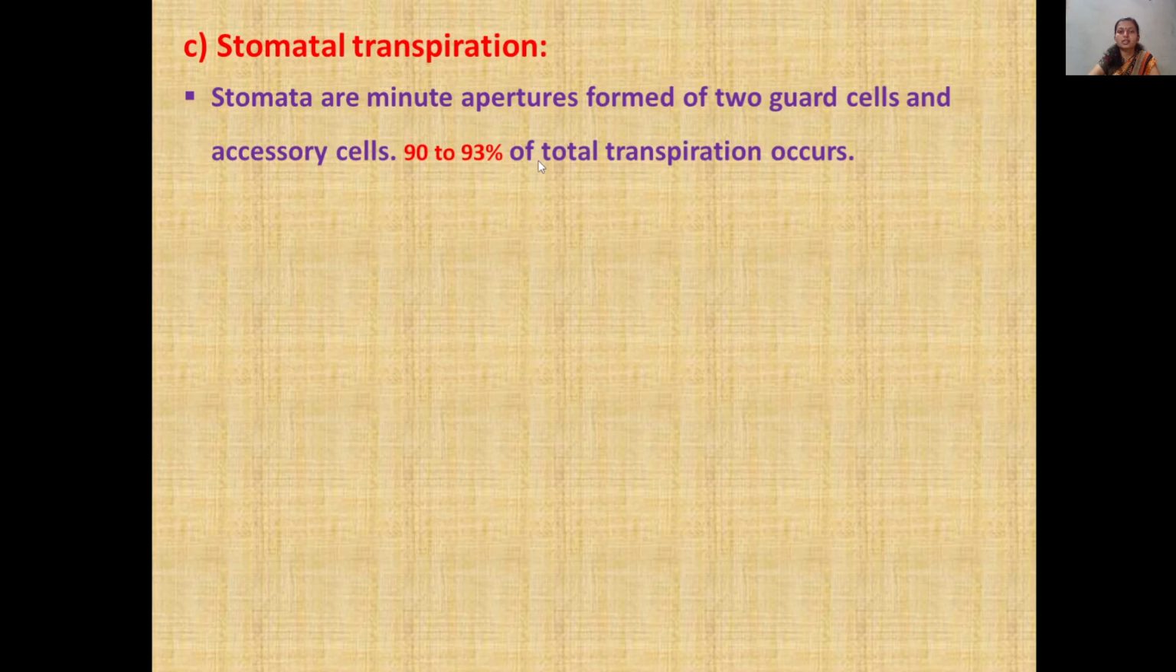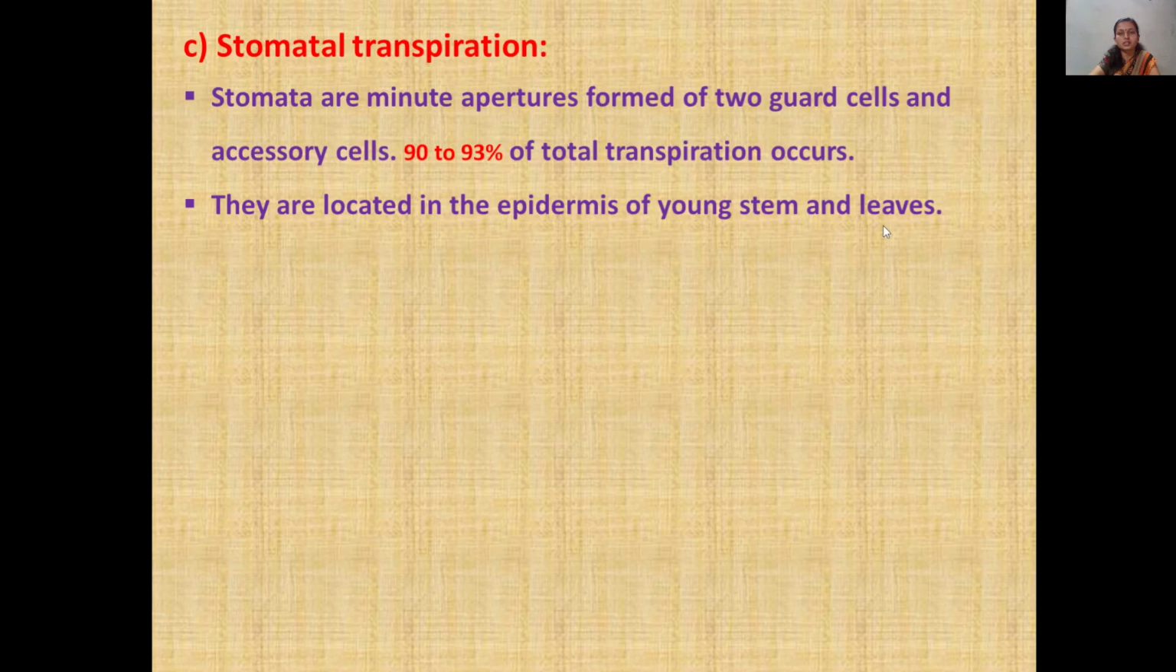90 to 93% of the total transpiration occurs here. 90 to 93% means out of total transpiration, most of the transpiration takes place through stomatal transpiration, through the stomata. Second, they are located in the epidermis of young stem and leaves.